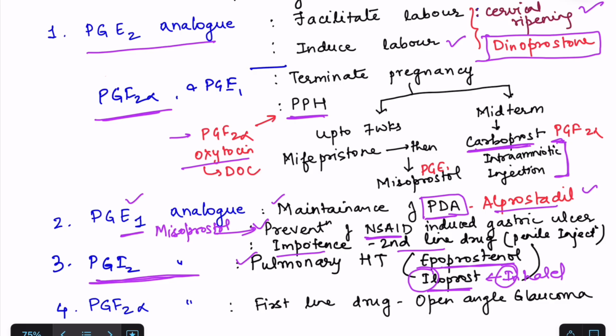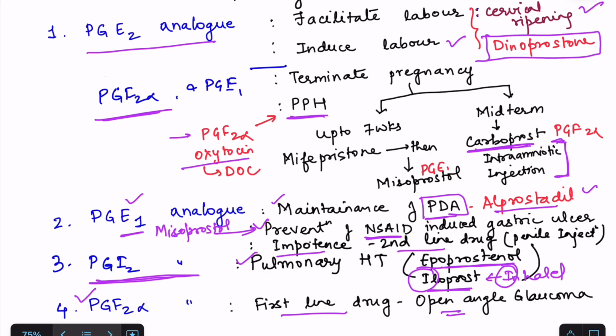Then finally we have prostaglandin F2 alpha analog, which we have discussed in glaucoma as well. It is the first line drug for the treatment of open angle glaucoma. It increases the uveoscleral outflow. So you can watch my video on glaucoma and see that how this is acting. Right? So in summary, what analogs we have seen?